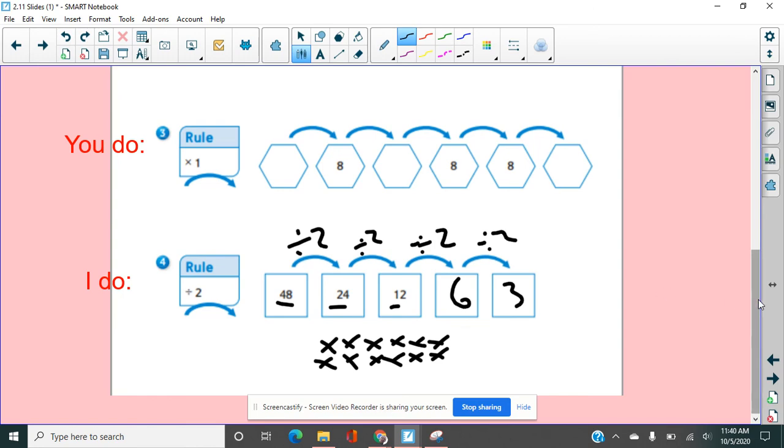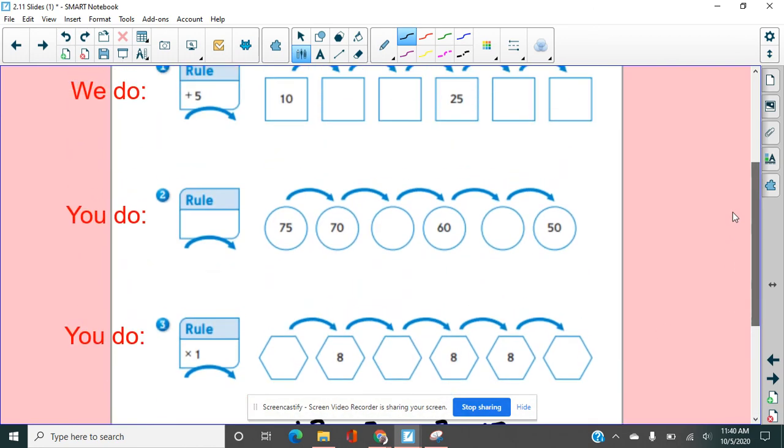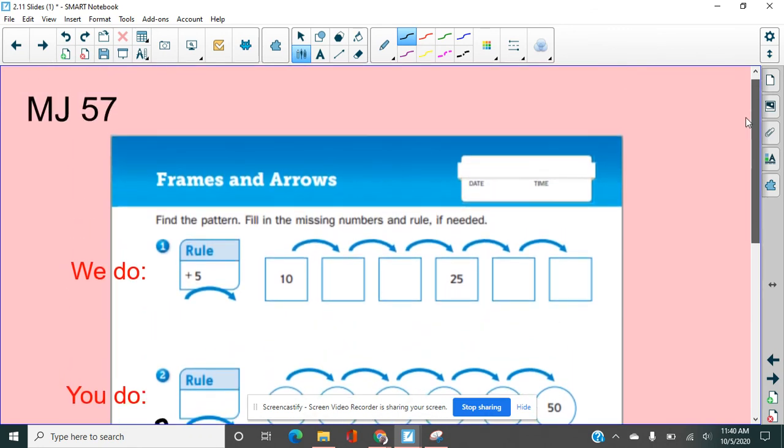Now, you're going to work on the rest of the page. I do want to show you one weird one here. Look at this. There's no rule there. What are you going to do? You have to figure out the rule. You can do it, right? You're going to have to look at what's here, what would go in these spots, and try to figure out what the rule is over the arrows. So that is your goal today. You are completing Math Journal, page 57.